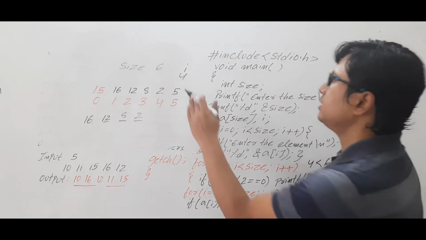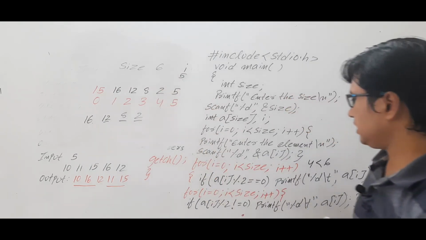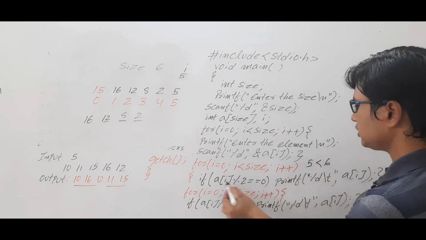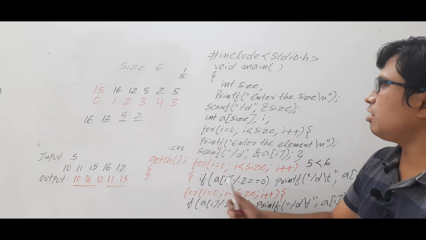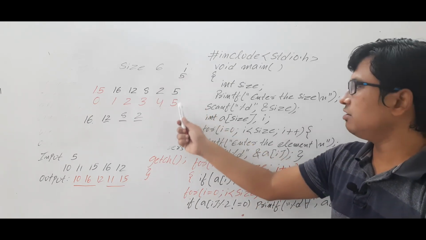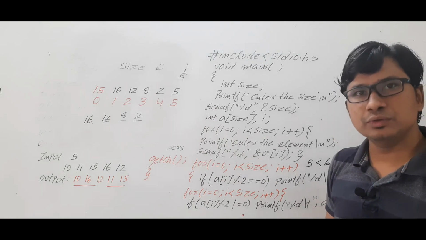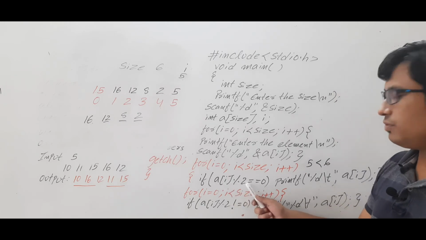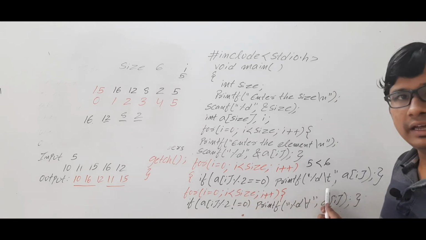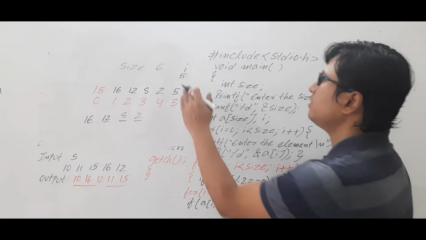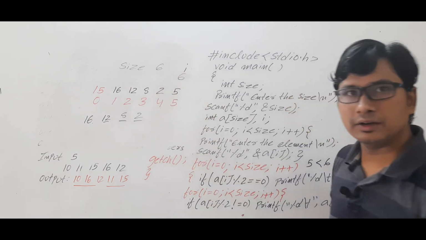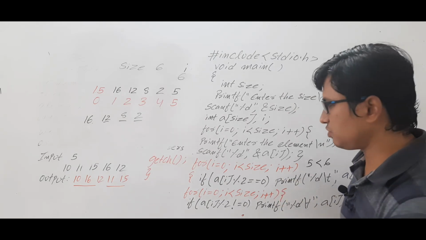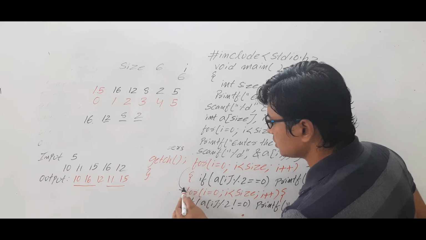i++. Now the i value will become 5. Okay. 5 is less than 6. Yes, this condition is true. If this condition is true, you will execute the statement. If a[i] is a[5], 5 is having 5. 5 modulus 2, you will get the remainder as 1. 1 is equal to 0? No, 1 is not equal to 0. If this condition is false, this statement will not be executed. i++. Now the i value will become 6. Are you able to understand? 6 is less than 6? No, the condition is false. If this condition is false, it will come out from this for loop. So here it will come.